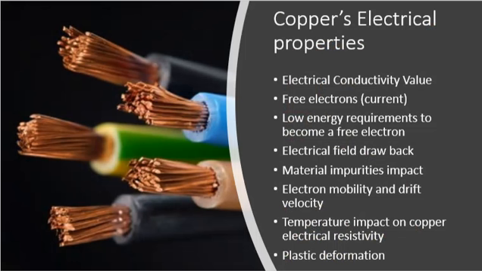Moving on to copper's electrical properties. Pure copper's most notable and most important properties are its electrical properties. In terms of electrical resistivity, copper comes in at a very low value of about 1.7 times 10 to the minus 8th. In contrast, this also means it has a very high electrical conductivity. Electrical conductivity is the ease at which a material is able to conduct an electric current.